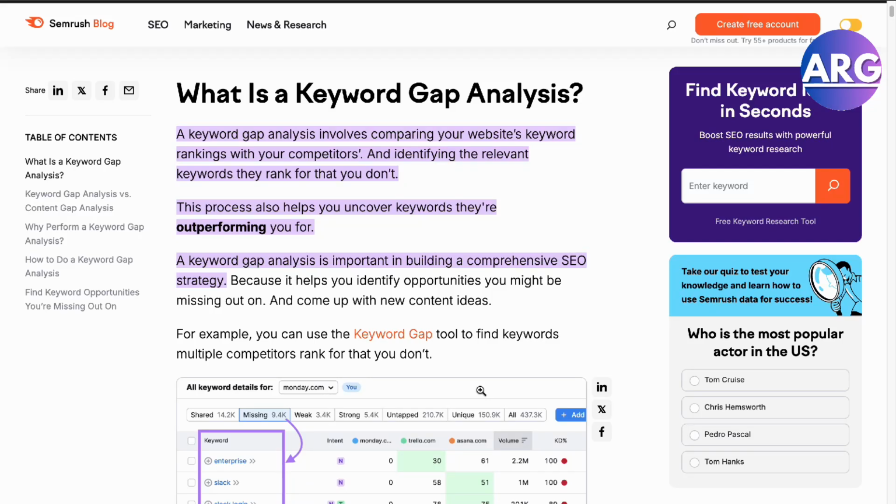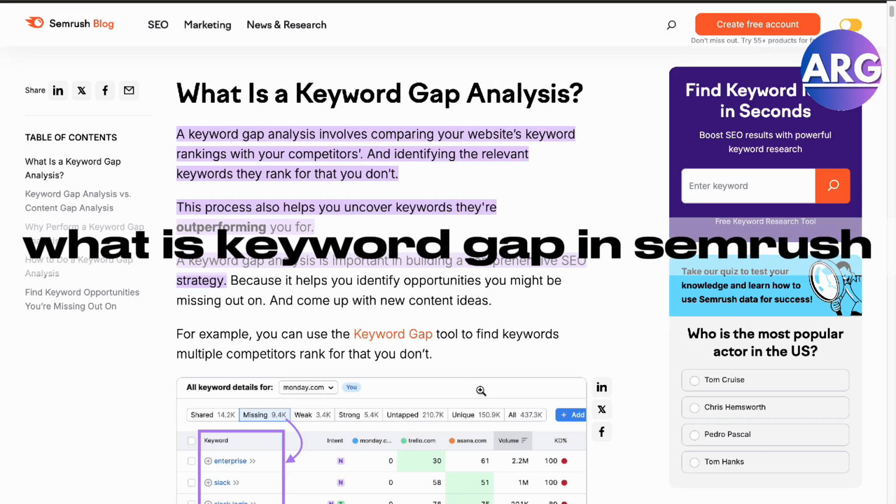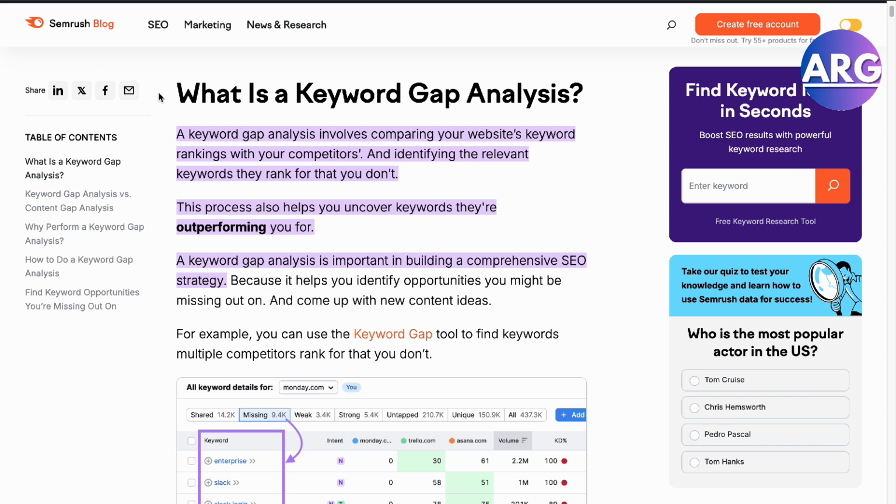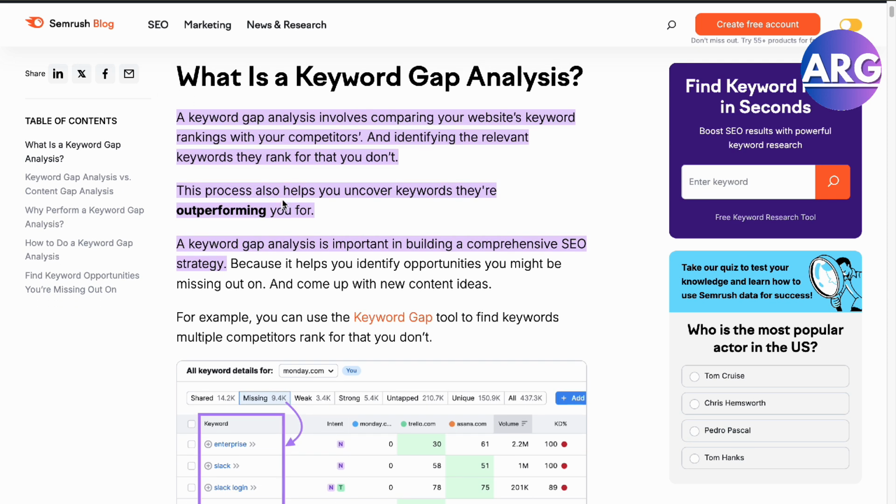Hello guys, in this video we're going to talk about what a keyword gap is in Semrush. So here we are in the Semrush blog and we have the exact question. So what is a keyword gap analysis, basically?